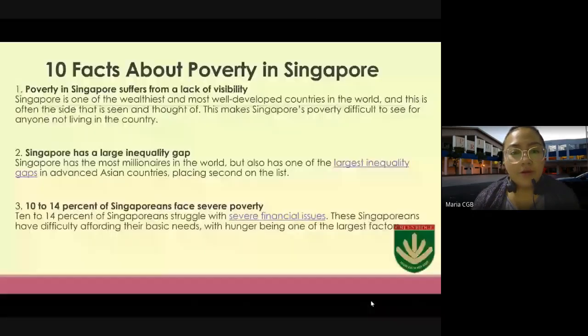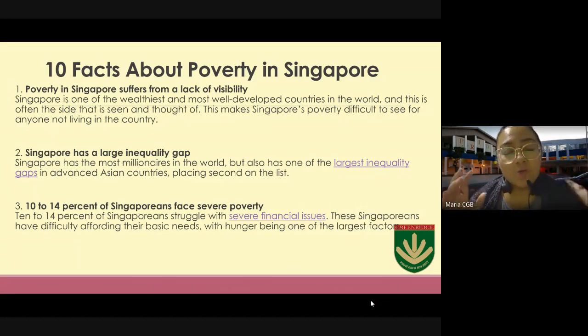All right. So, 10 facts about poverty in Singapore. Poverty in Singapore suffers from a lack of visibility. What does it mean? It means that poverty in Singapore is not easily seen, it's well hidden from society, and this is largely due to Singapore's very large inequality gap, meaning we have a lot of millionaires, but also a lot of middle class and a lot of people who are living in destitute conditions as well. And also, this reflects our 10 to 14% of Singaporeans who face severe poverty.